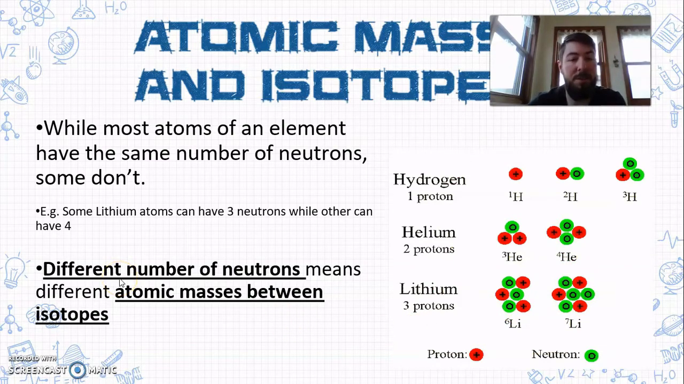And different neutrons means that the element will have a different atomic mass for each one. So here we have 1, 2, 3, 4, 5, 6, so it has a mass of 6. Here 1, 2, 3, 4, 5, 6, 7, it has a mass of 7.